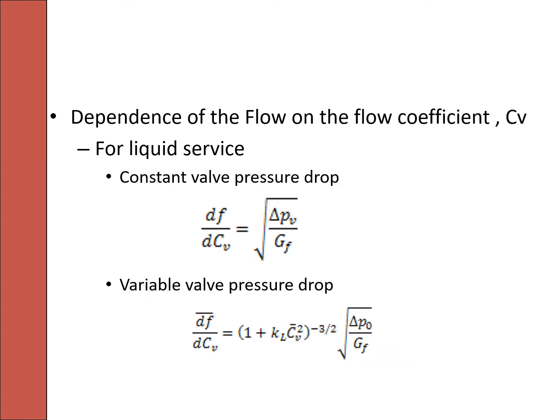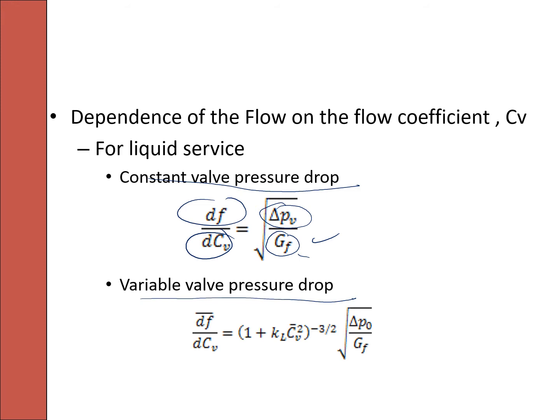Okay, the last term is the dependence of flow on flow coefficient. We have two types of liquid services, which are constant valve pressure drop and variable valve pressure drop. For the constant valve pressure drop, you may use this formula. The dependence of flow on the flow coefficient is the square root of delta Pv over Gf, where Gf is the specific gravity and delta Pv is the pressure difference of flow through the valve.